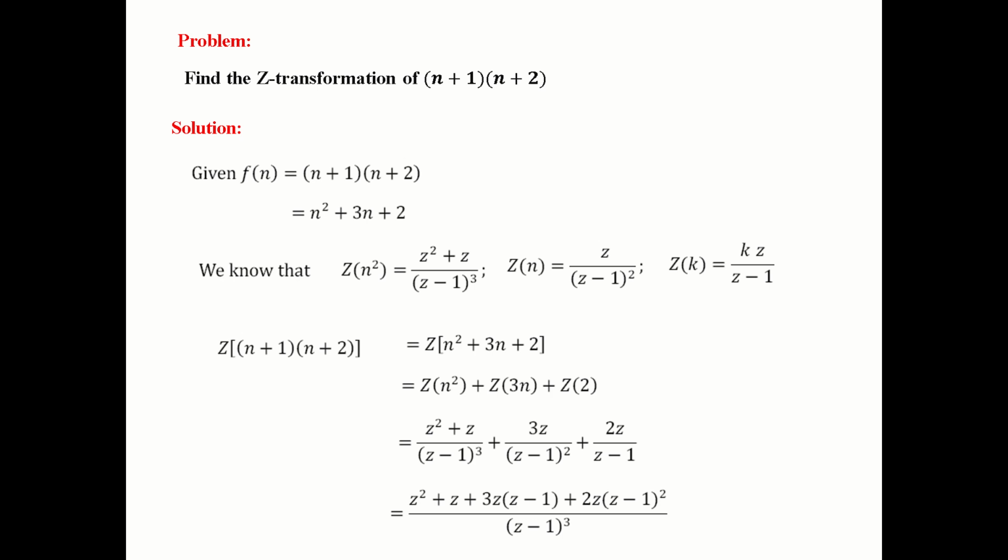So we are multiplying z minus 1 to the numerator: 3z into (z minus 1), plus the last term. In the denominator you are having z minus 1, but the LCM is (z minus 1) the whole cube. So the difference is (z minus 1) whole square, right? (z minus 1) whole square into (z minus 1) you will get (z minus 1) whole cube. So multiplying the numerator with (z minus 1) the whole square, you will get 2z into (z minus 1) whole square.